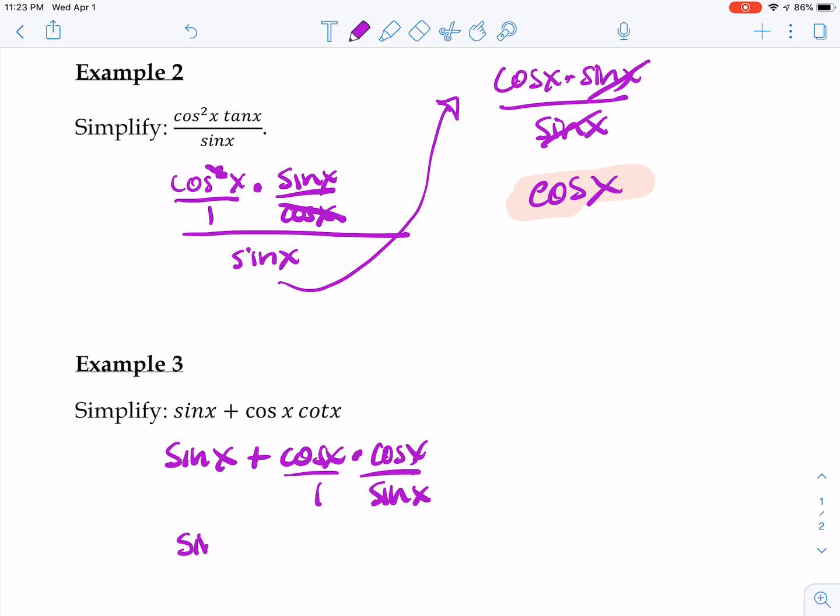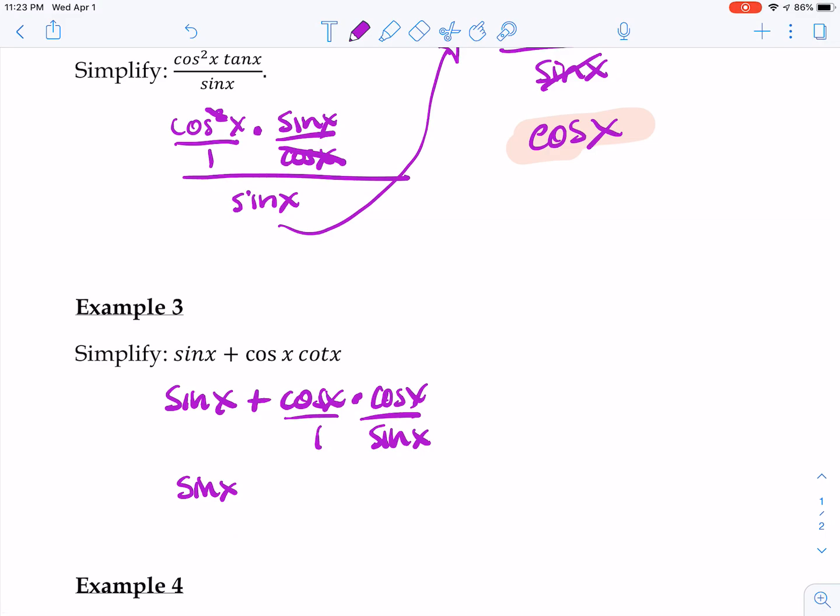So you get sine x plus cosine squared, because cosine times cosine is cosine squared, over sine x. And this is understood to be over 1. Now this is plus, this is different. In order to add, I have to have a common denominator, which clearly between 1 and sine, it would be sine.